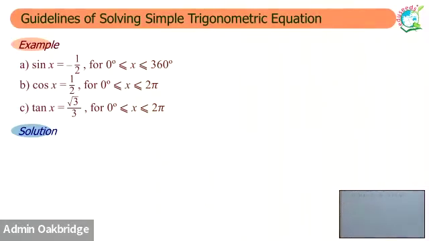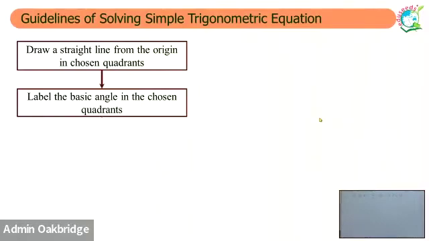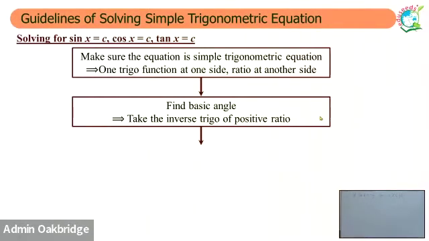Then what should we do here? Look at the flow chart just now. Our first step is always to find the basic angle. How do we find the basic angle? Here's the symbol for basic angle, alpha. Then take the inverse of this trigo function, inverse sine. You see here, the ratio is negative. As I said, if you want to find a basic angle, you always remove the negative sign. Just take the inverse sine of half.